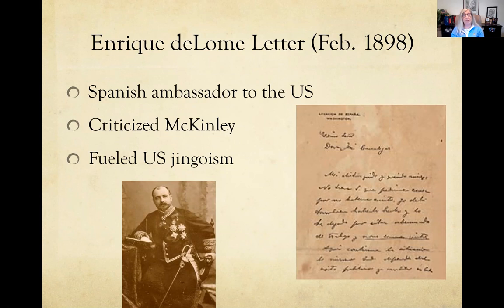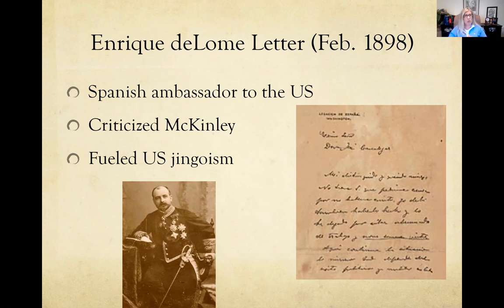And so William McKinley is openly criticized in this letter, and the letter is seized by American officials and it is turned over to the newspapers. And when the contents of this letter come out, and it's clear that this Spanish ambassador is not respecting the American president, Americans are angry. And so when we say it fuels US jingoism, jingoism is a fancy word for pride in the United States. It's like another word for nationalism, but it's more like defending your own.